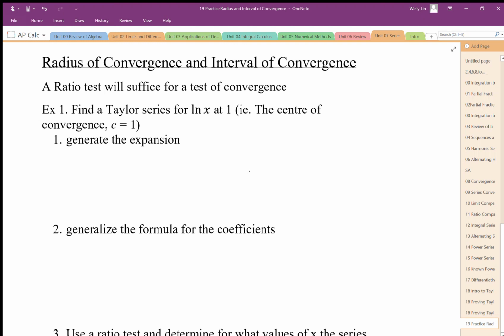So we're going to look at doing our radius of convergence and interval of convergence tests, but we're going to do this in the context of our Taylor series. So we're going to first of all generate our Taylor series, and then we're going to come up with our general formula for our series expression, our sigma notation, and then we're going to do our ratio tests for radius and then test the endpoints for our interval of convergence. So the first thing we need to do is generate our Taylor series.